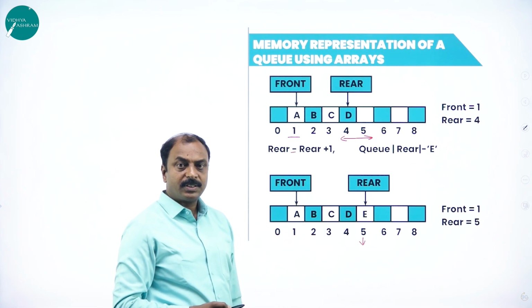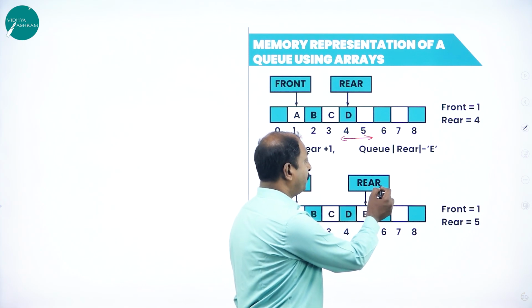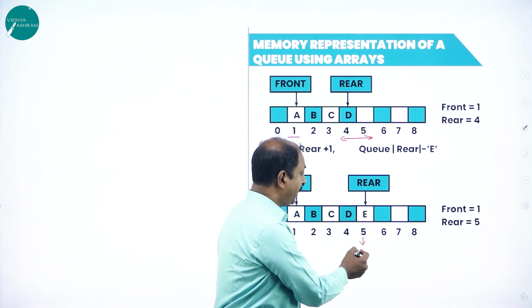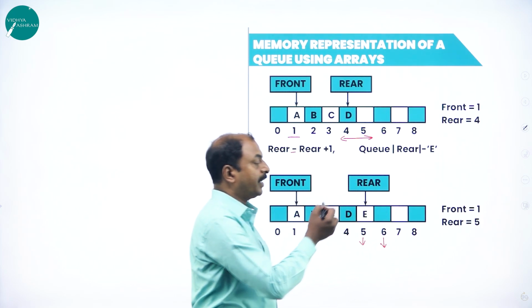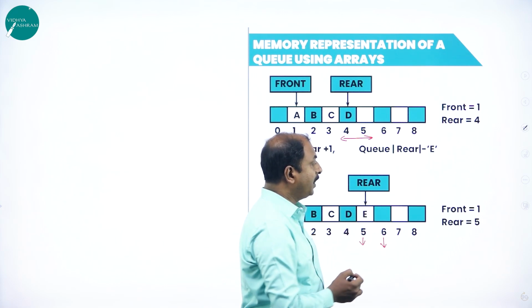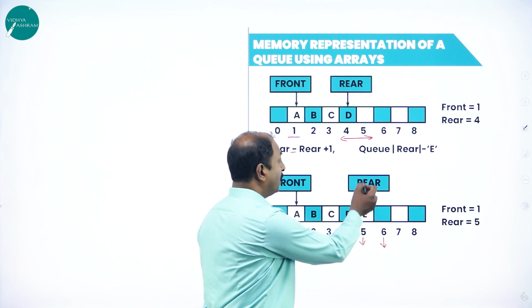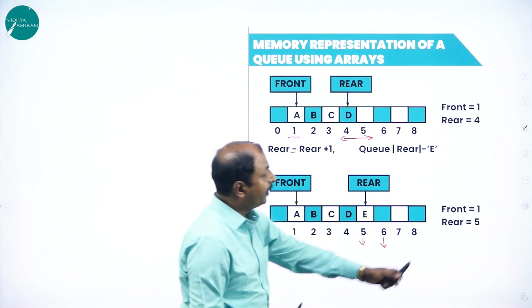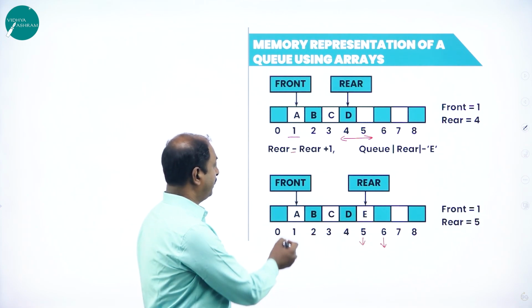Next, if you want to insert one more element into the queue, again we have to increment the rear pointer by plus 1. Then the pointer will come to this point, and this is the place where we can insert one more data item. So in this example, the value of rear equals 5. This is the last element inserted, and front is at index 1, it remains the same.